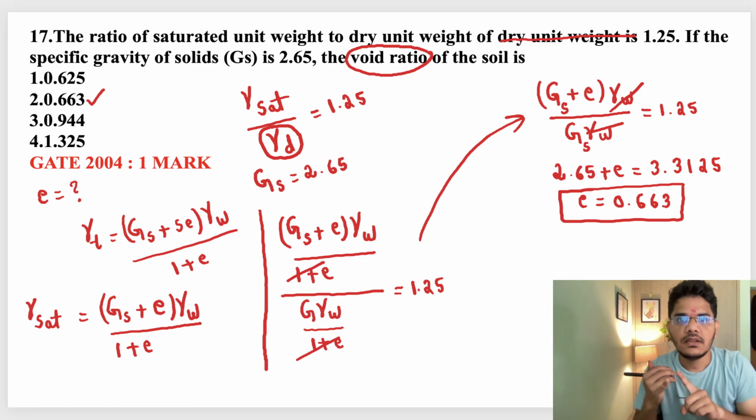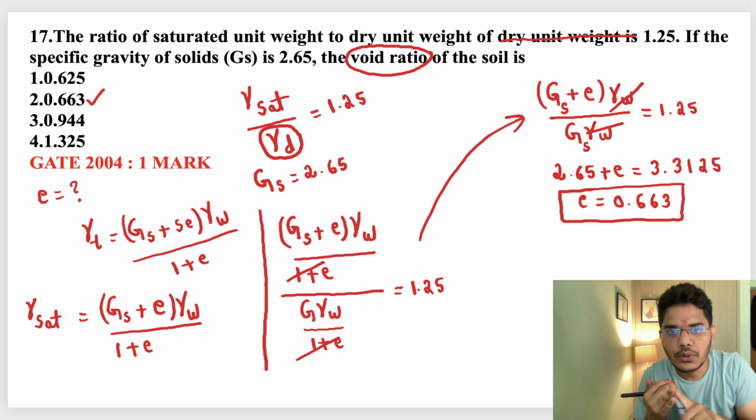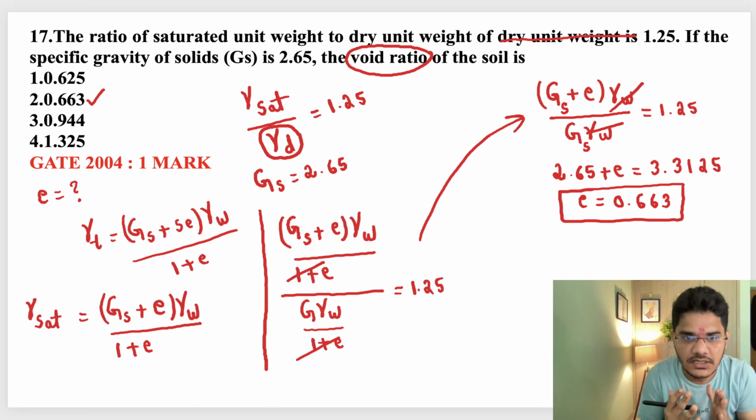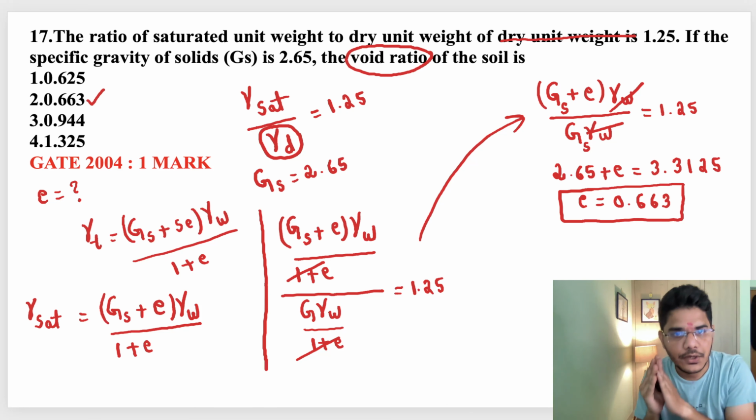He has given the saturated unit weight to dry unit weight ratio. So what we did, we just wrote the gamma saturated formula and the dry unit weight formula. Accordingly we have obtained the void ratio.